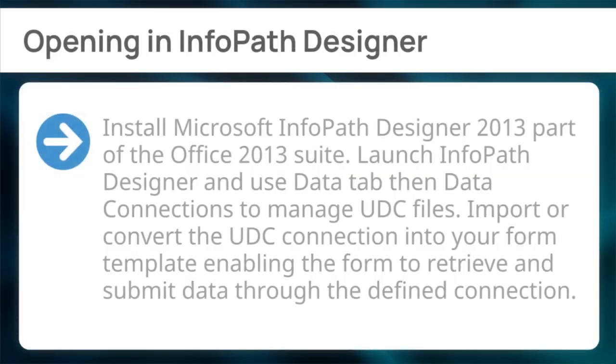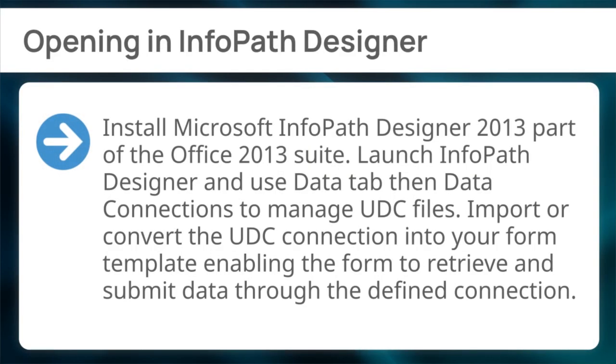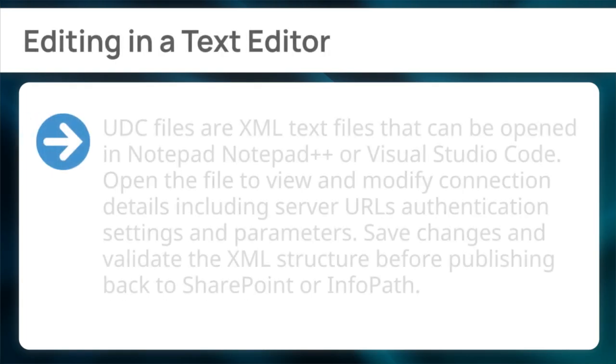First, opening in InfoPath Designer. Install Microsoft InfoPath Designer 2013, part of the Office 2013 suite. Launch InfoPath Designer and use the Data tab, then Data Connections to manage UDC files. Import or convert the UDC connection into your form template, enabling the form to retrieve and submit data through the defined connection. Next, editing in a text editor.